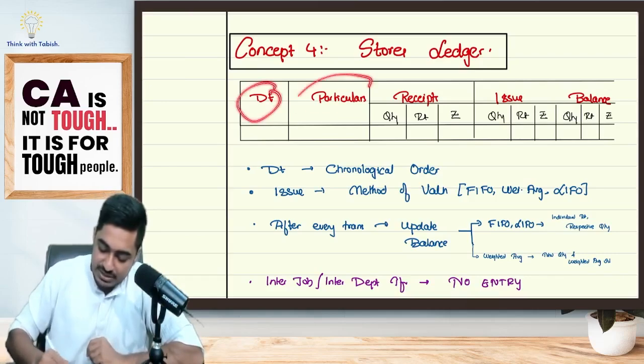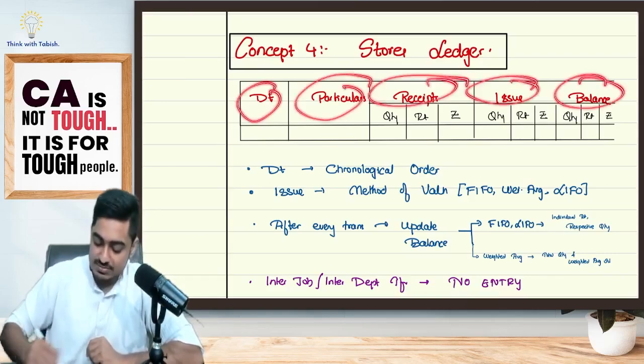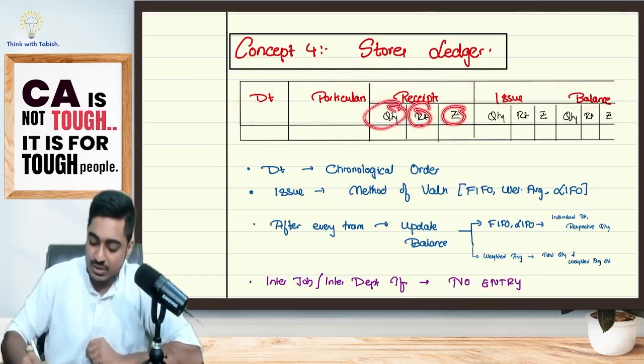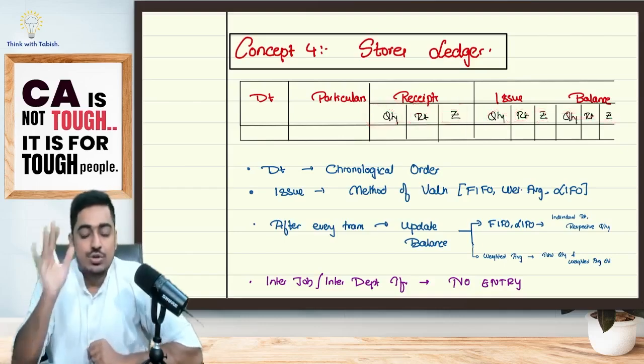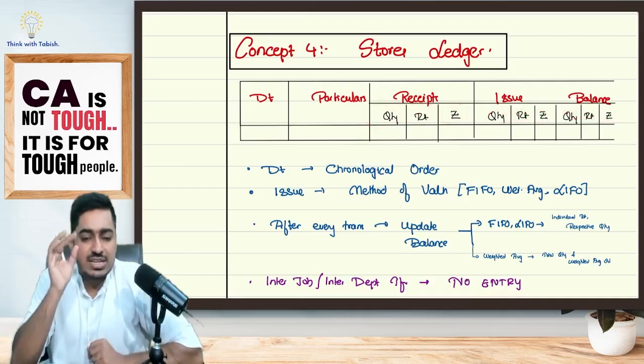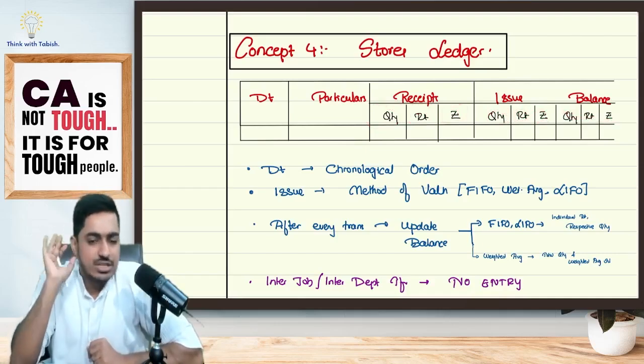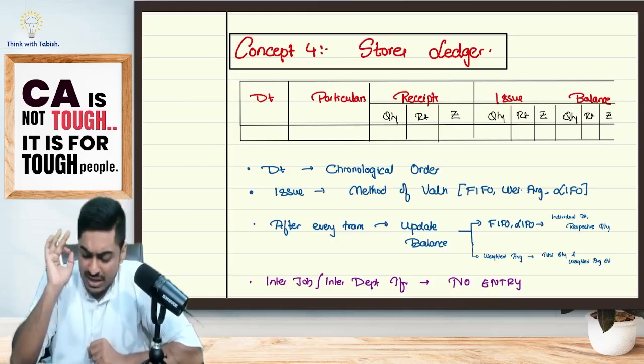Yes, date, particulars, receipt, issues, balance. Okay, in a receipt I will show quantity, rate, value, quantity, rate, value, quantity, rate, value. Okay, so now stores ledger, so many of you would have done in foundation also. Yes, FIFO, LIFO, weighted average. Inter also we are having.